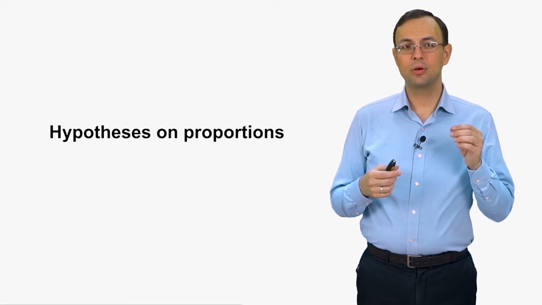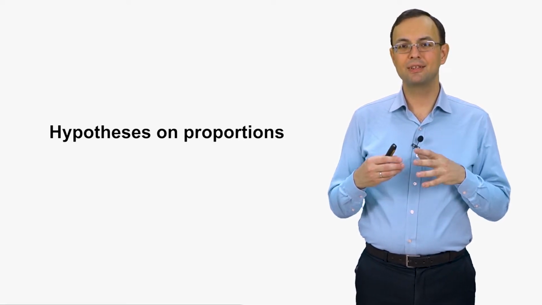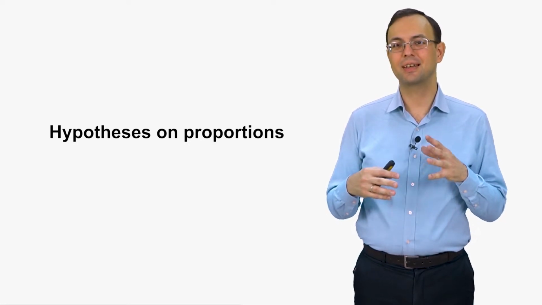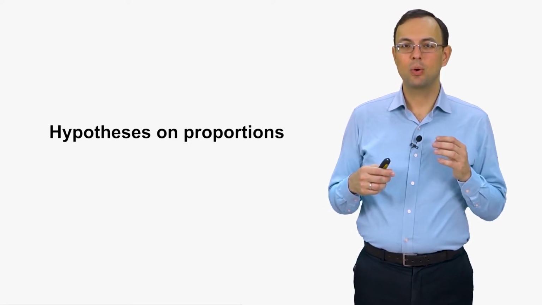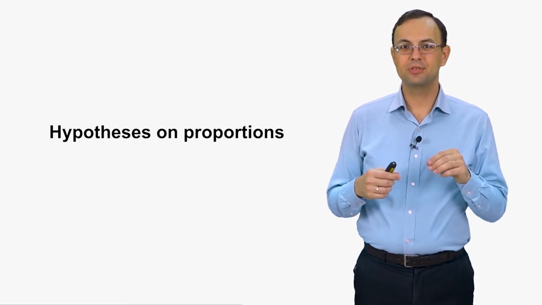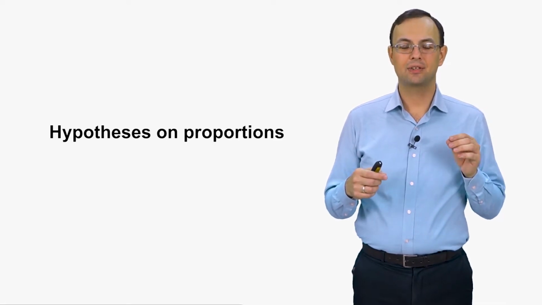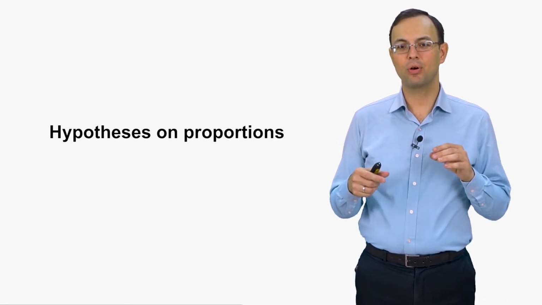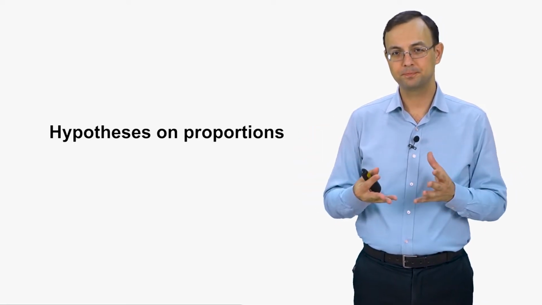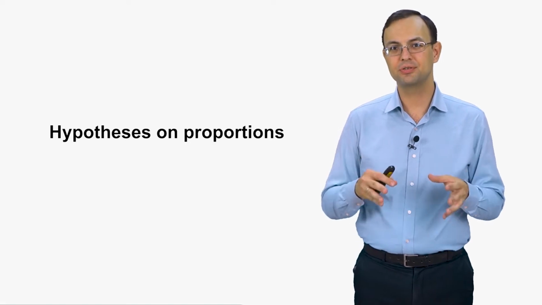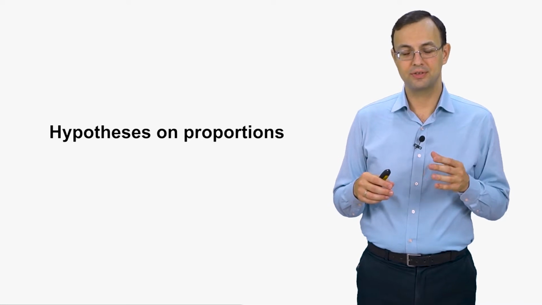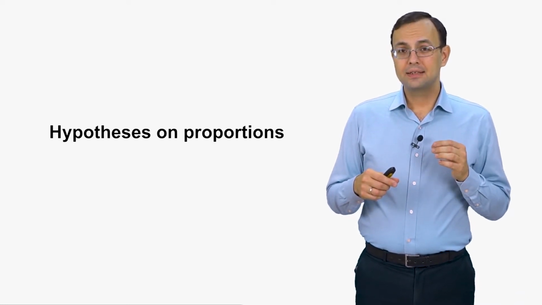Or this can be applied not to people but to other objects. For example, our population is items produced by some factory, and we are interested in the proportion of defective items. In this case, our population is all items produced by this factory, and we are interested in the proportion of defective ones.